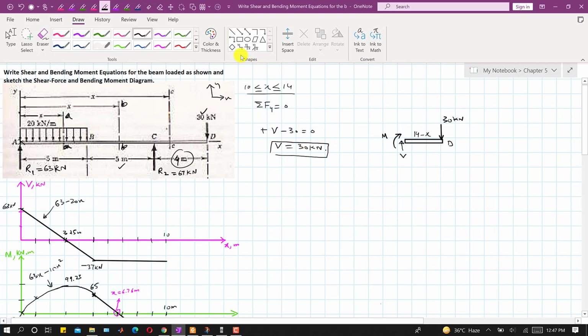So now we can say that here the diagram will shift to plus 30, right. Since this is 30, we will draw the diagram like this, and it will continue until 14, right. So this is 10, 11, 12, 13, 14. Somewhere here we will have that horizontal line like this, right, and this is plus 30 kilonewton.